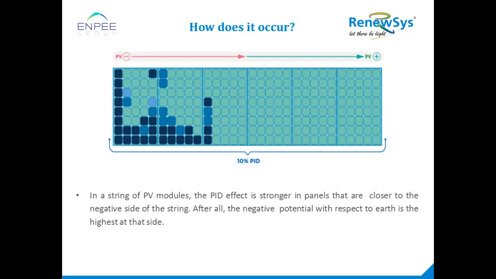So this will create a huge potential difference for the modules which are on the left side of the screen, and these are the cells which are going to have the PID effect. And the PID effect on the negative side is also going to decrease the more you travel towards the positive side. And also, one more thing is the cells in a module which are closer to the frame are the ones which are going to get affected more, because the frame being a conductive part of the module is the one which is directly grounded.